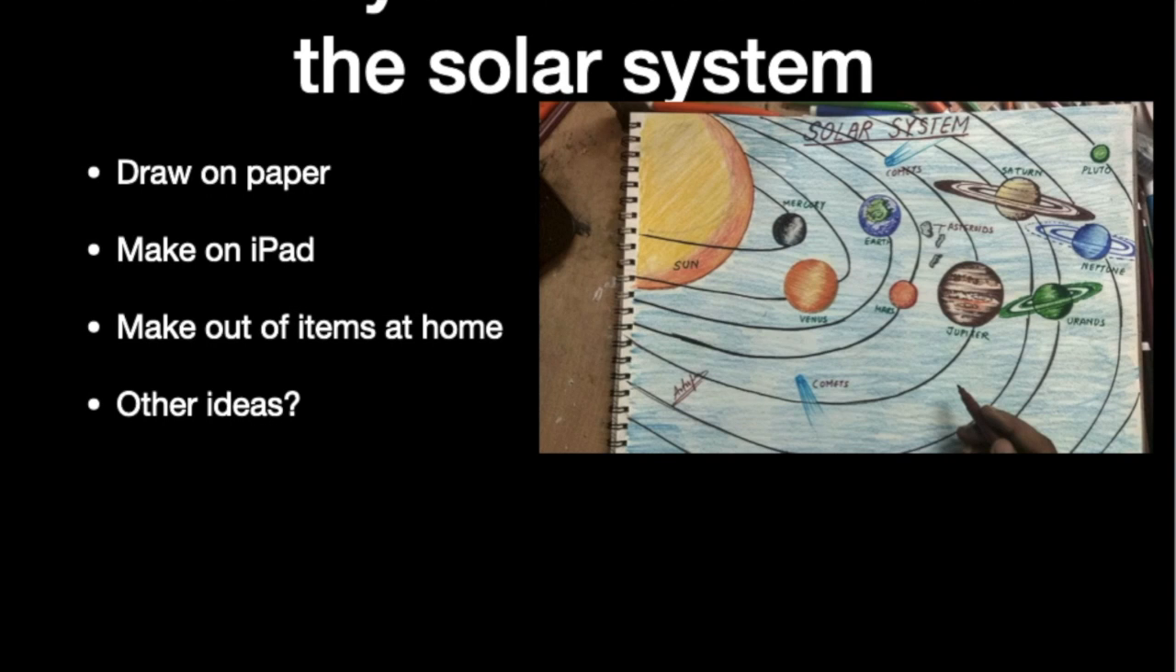Everyone, you need to make your own model of the solar system. You can draw on paper, make it on the iPad, make it out of items at home, or do other ideas if you have another idea. For drawing on paper, you really can make your own drawing and you can look at other pictures, but then make it your own.